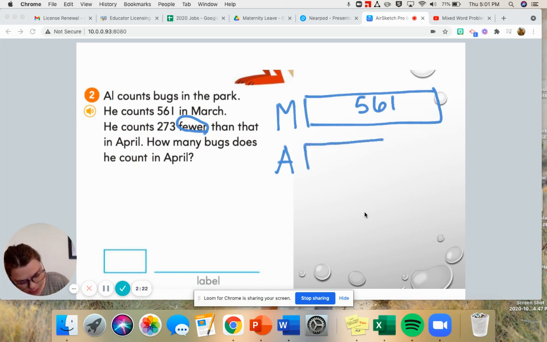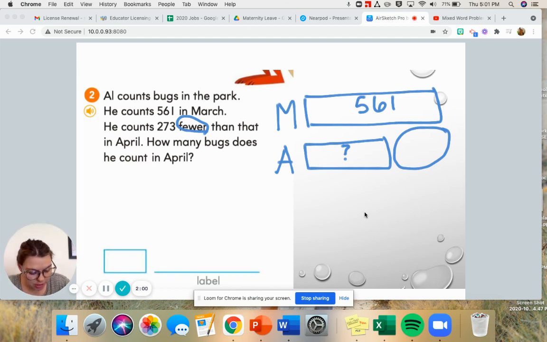And we don't really know what his number is here. We just have to put a question mark. But we do know the circle number. The circle number is 273. So this space right here that would get us to how many March has, that's empty space. And we know that there are 273 bugs fewer that he counted there.